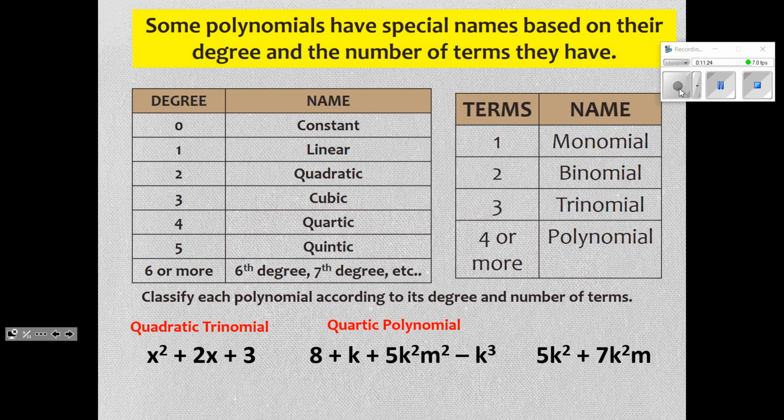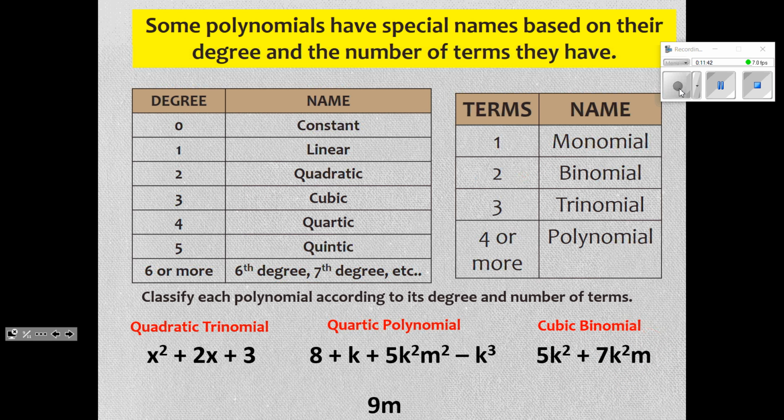In the next example, we have a degree of 2, and we have a degree of 3. The highest degree is 3, so we're going to call it a cubic, and it has 2 terms, so it is a cubic binomial.